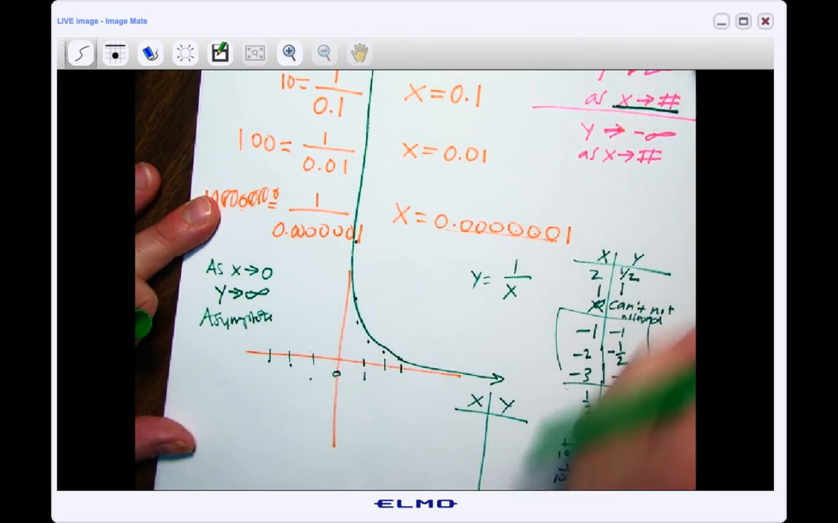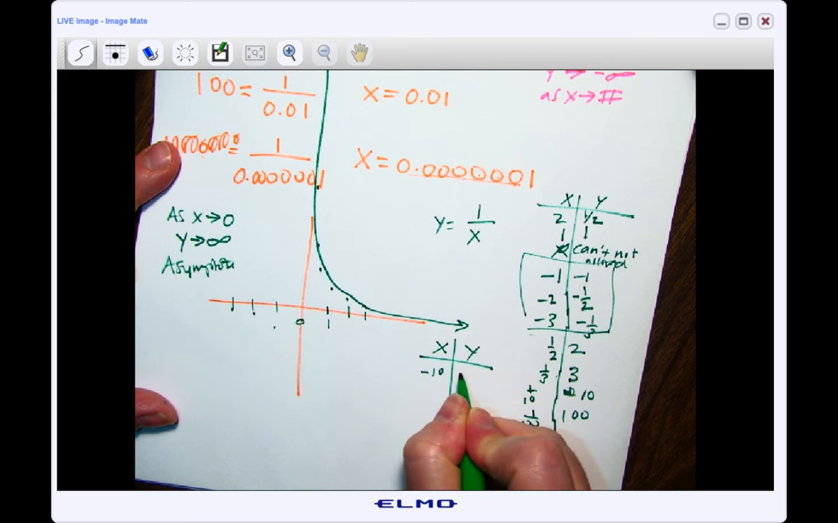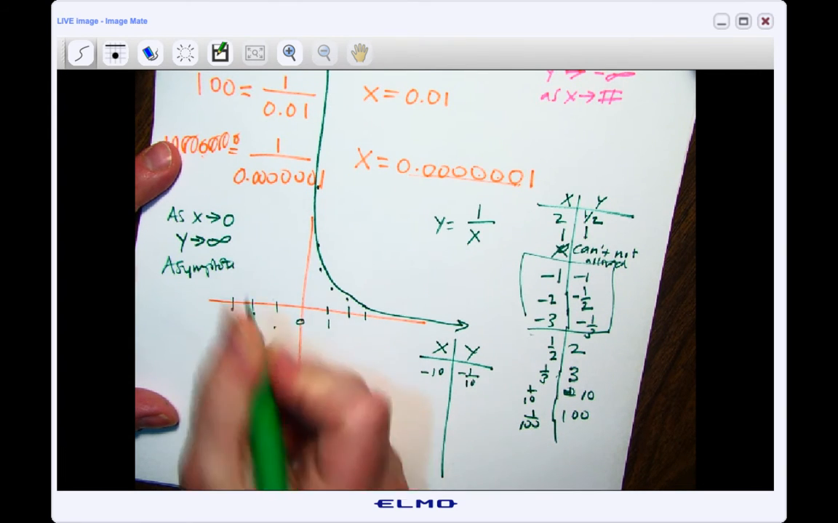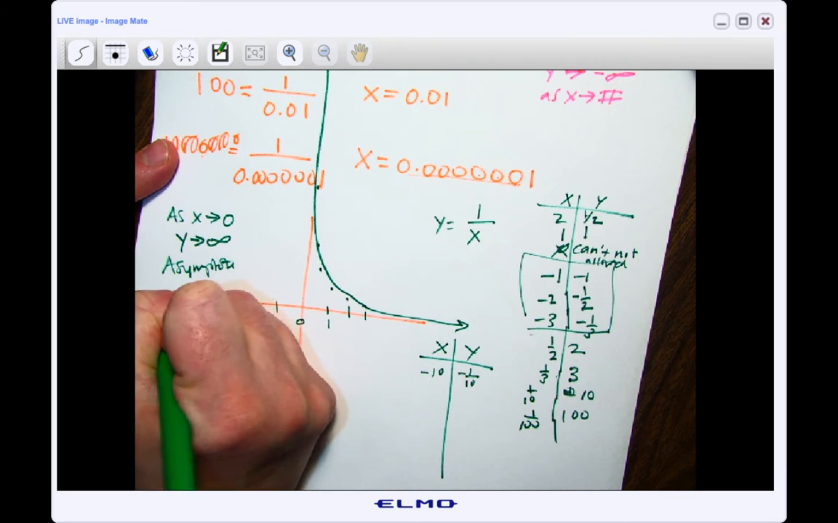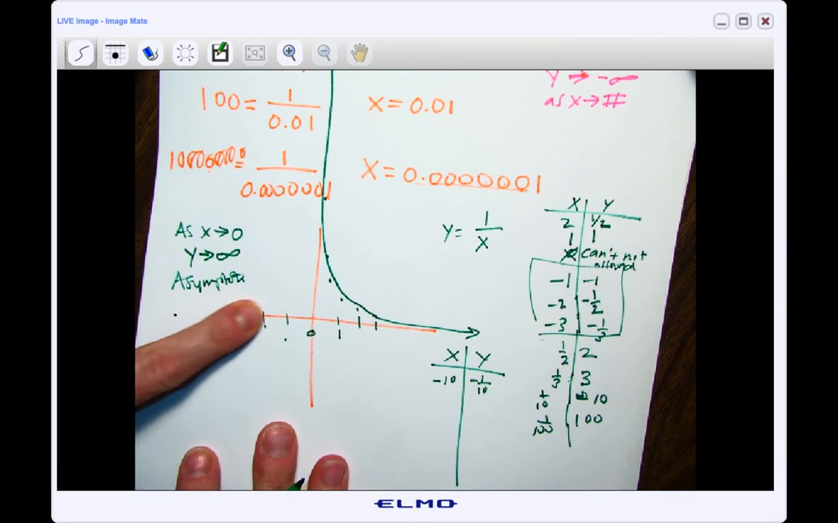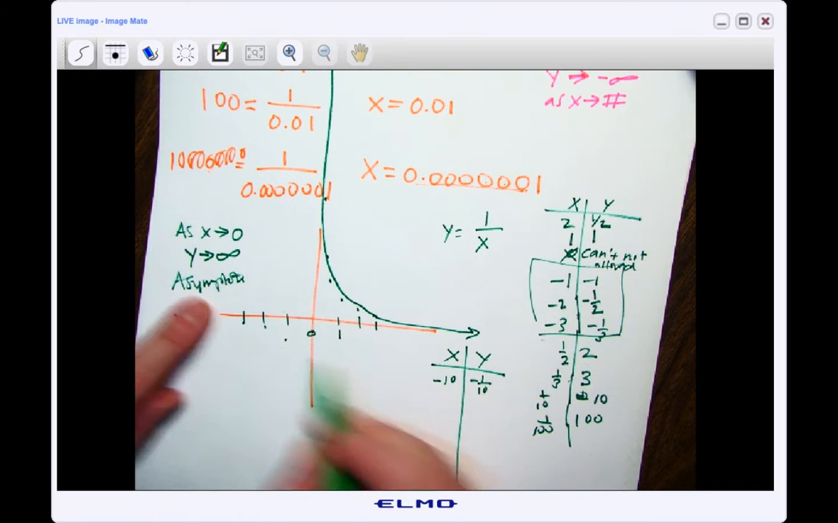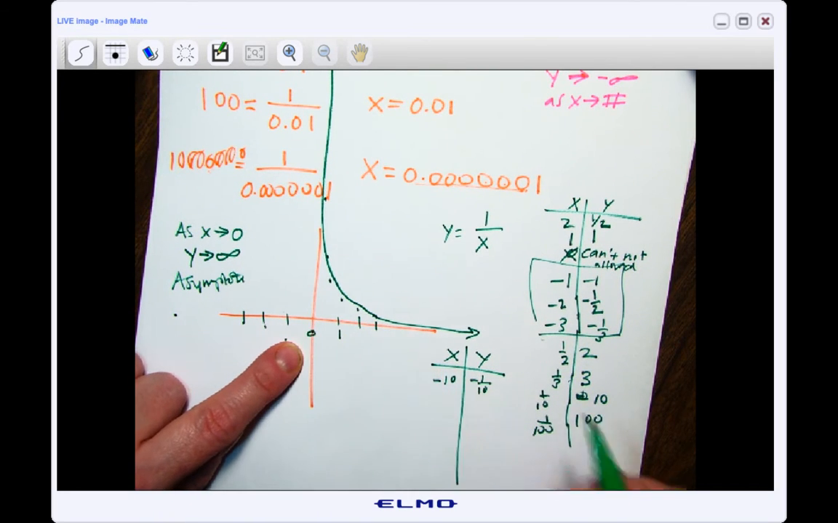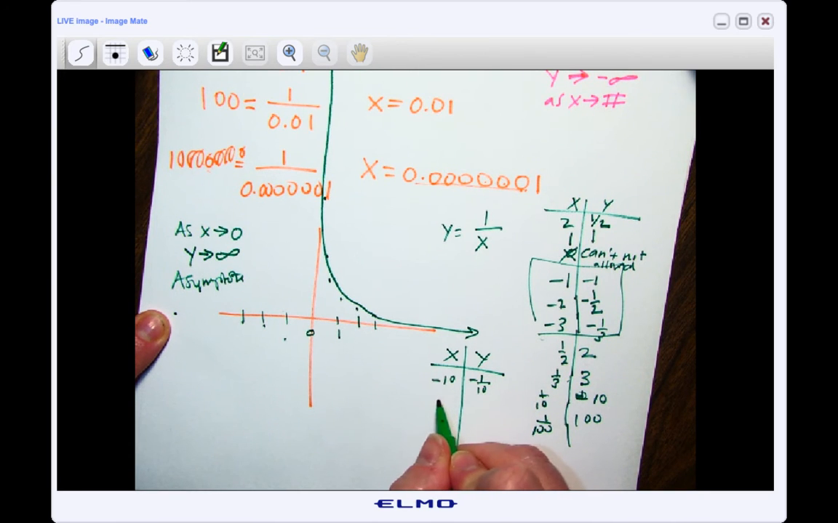If I put in a -10, that gives me a -1/10, which is going to be like here. I'm sorry, I'm doing the wrong thing over here. When I do negative, what did I want to do? Oh yeah, negative 10 will be a negative 1/10, but that's not what I wanted to show you. I wanted to show you negative 1/10 will give me a negative 10.